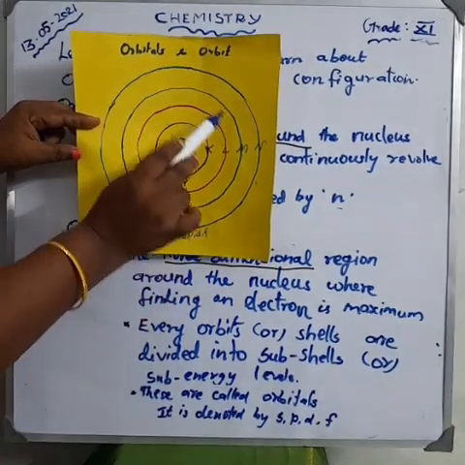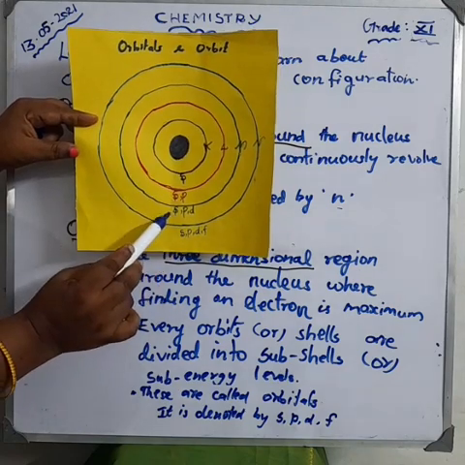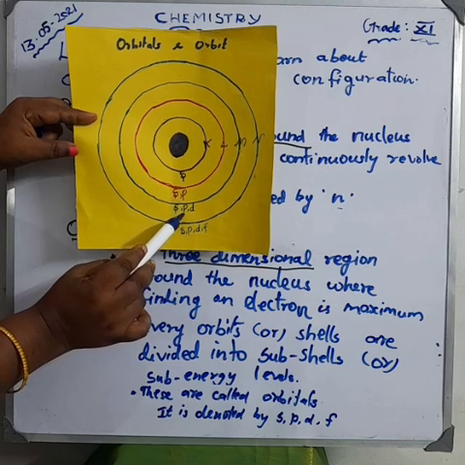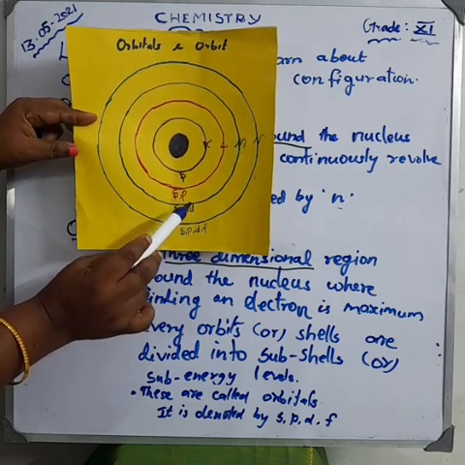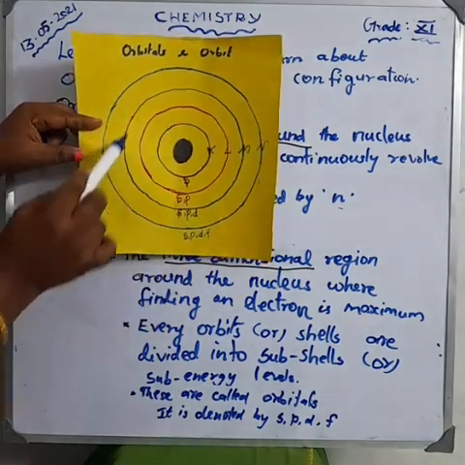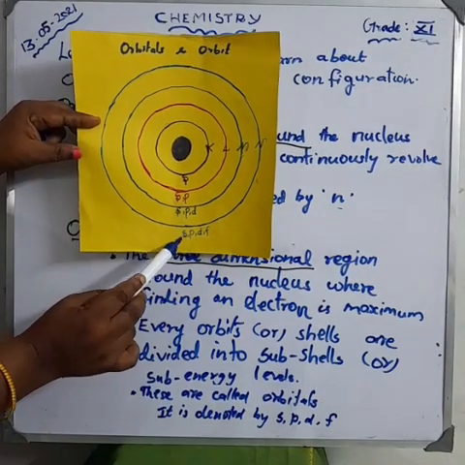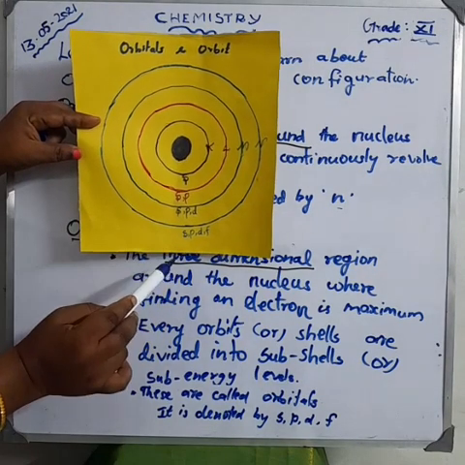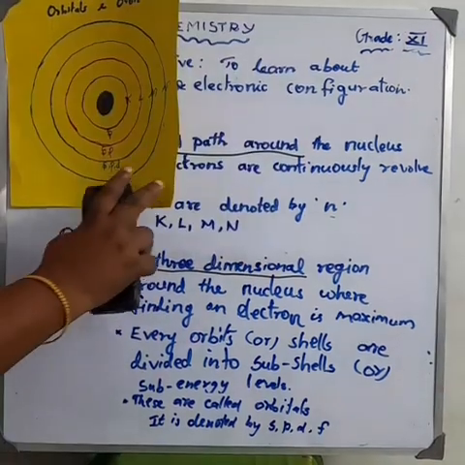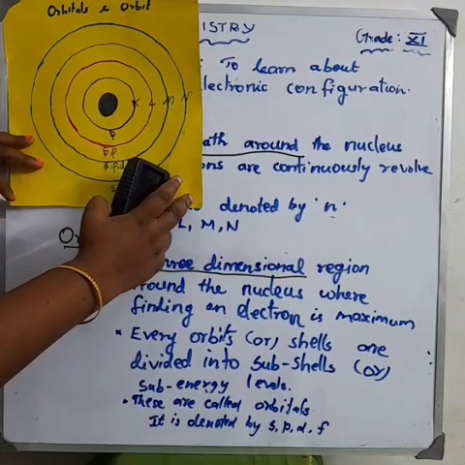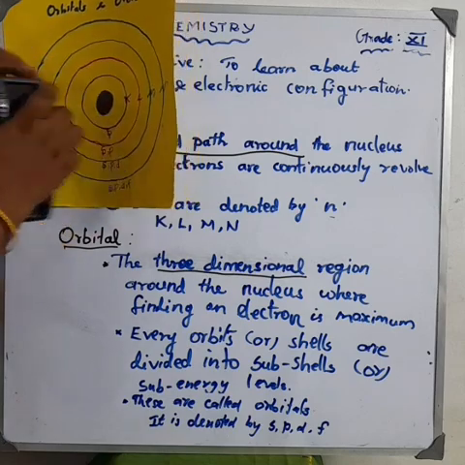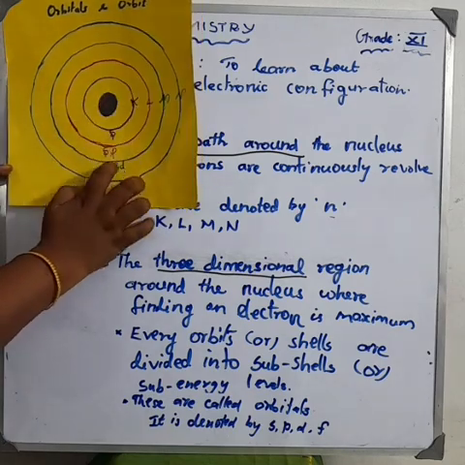And the M orbit consists of three orbitals. What are they? S, P and then D. And the N orbit consists of four orbitals. What are they? S, P, D and F. Okay students, I hope all of you understood the difference between orbit and orbital. Orbit means shell, and orbital means subshell.